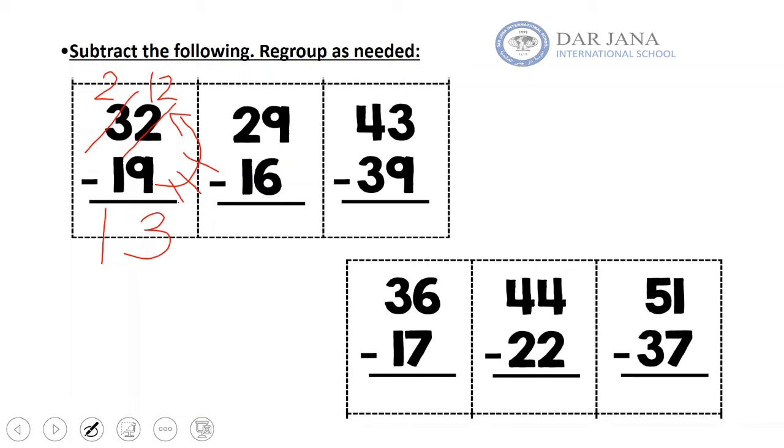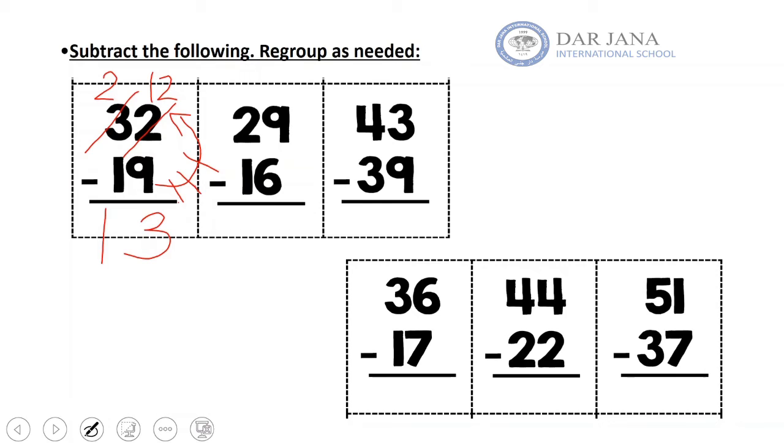Yes, sure, you have to regroup. Now, 29 minus 16. 9 minus 6. More on the top, no need to stop. So no need to regroup. 9 minus 6 equals what? You can use your fingers.